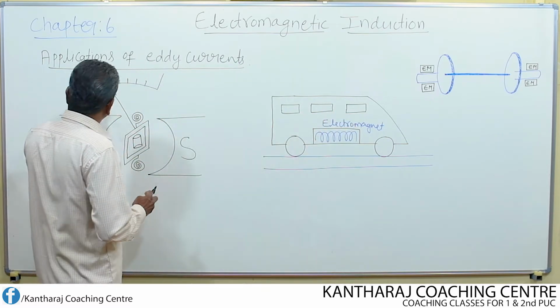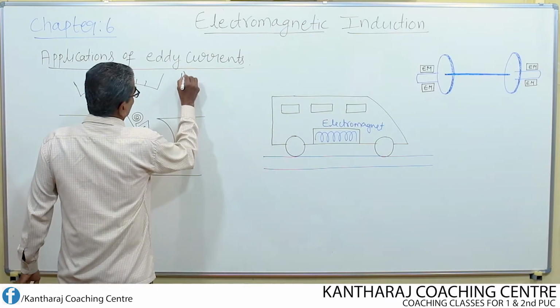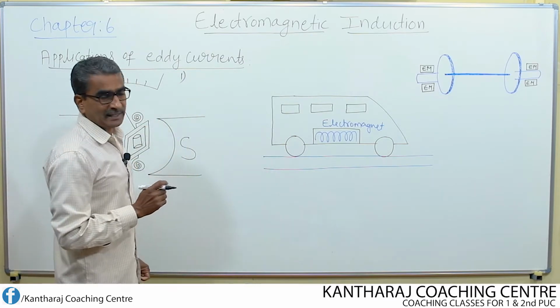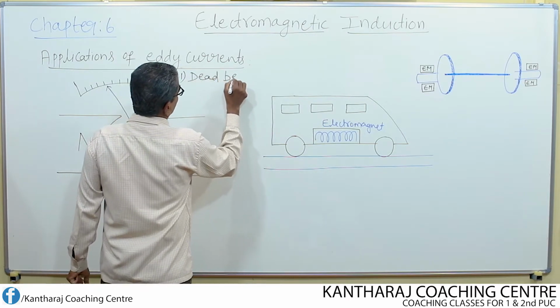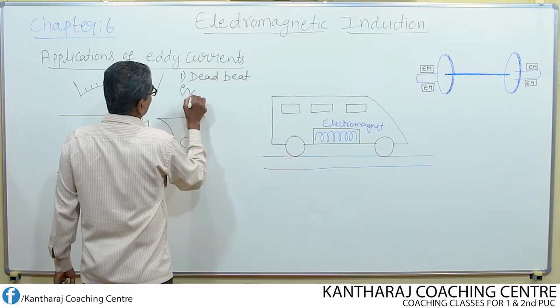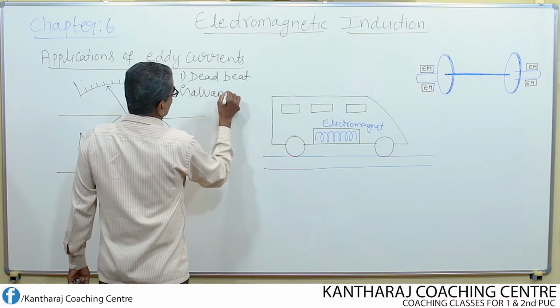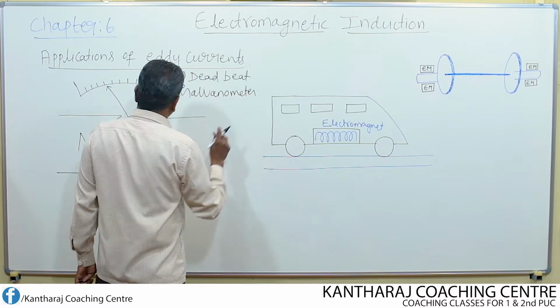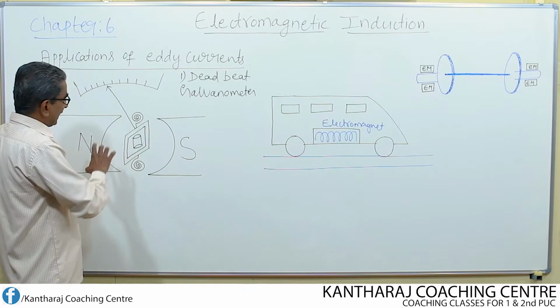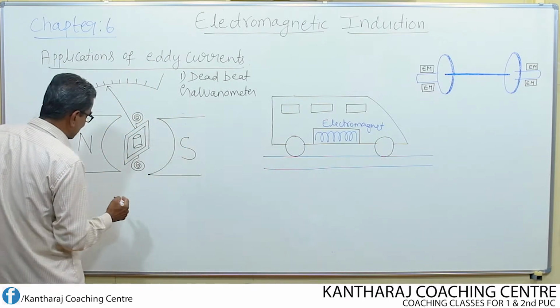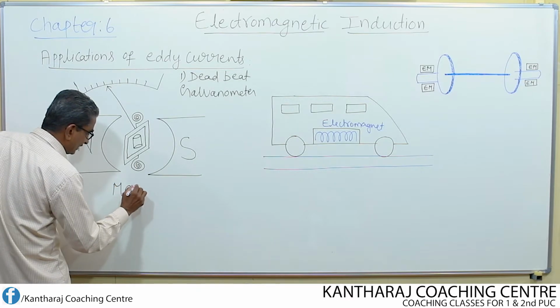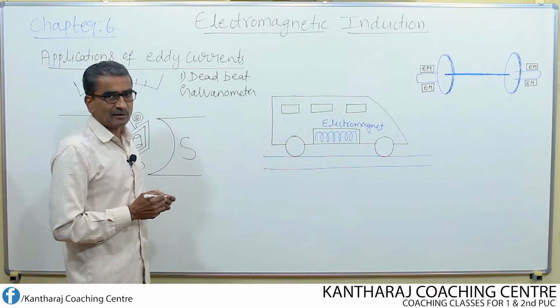Now, the first application that I am going to consider is the deadbeat galvanometer. Application of eddy current in the deadbeat galvanometer. Okay, now I have drawn a diagram of the galvanometer, the moving coil galvanometer. We already studied about this. MCG means moving coil galvanometer.